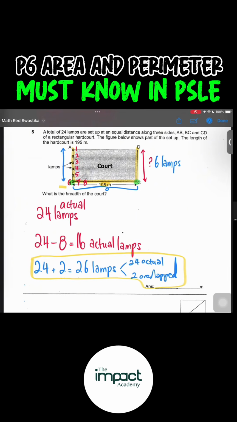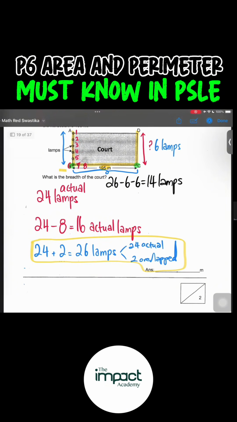Okay, so now that I know that I have 26 lamps, what I'm going to do is I'm going to ask myself, from B to C, how many are there? We do 26 minus 6 minus 6. In this situation, we get to 14 lamps. Agree, disagree? Right?